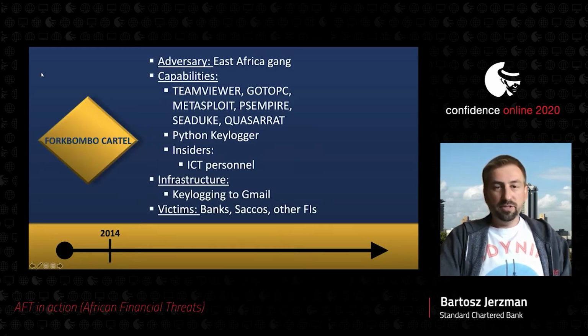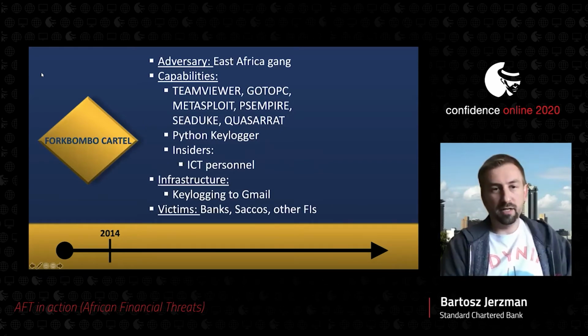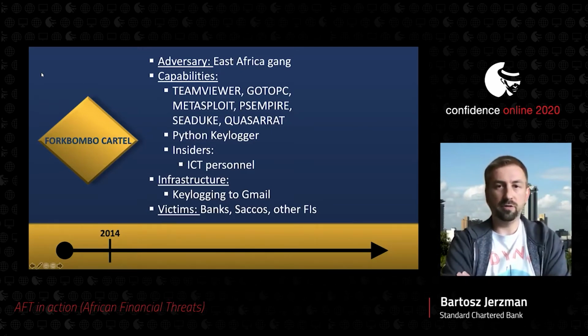So let's use the diamond model to analyze the features of such a group, and I divided the Forkbombo cartel into those diamond model features. It was an East Africa gang formed by policemen, consisting of many smaller teams. So it became a kind of a cartel, a big organization.